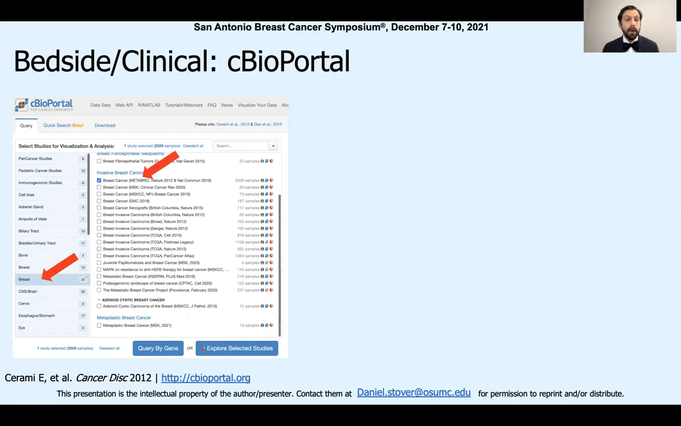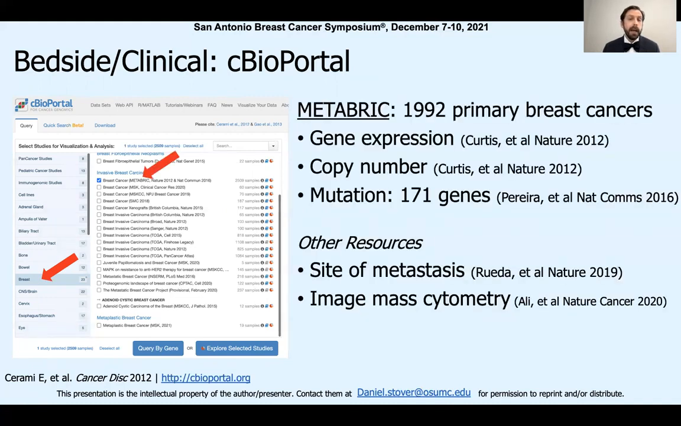Looking at one of these, METABRIC, I think is important to highlight because it's a very important, long-standing, and powerful data set that has over 1,900 primary breast cancers, and of which there's gene expression, copy number, mutation data for 171 genes, as well as data such as long-term follow-up, site of metastasis, and even imaging mass cytometry.